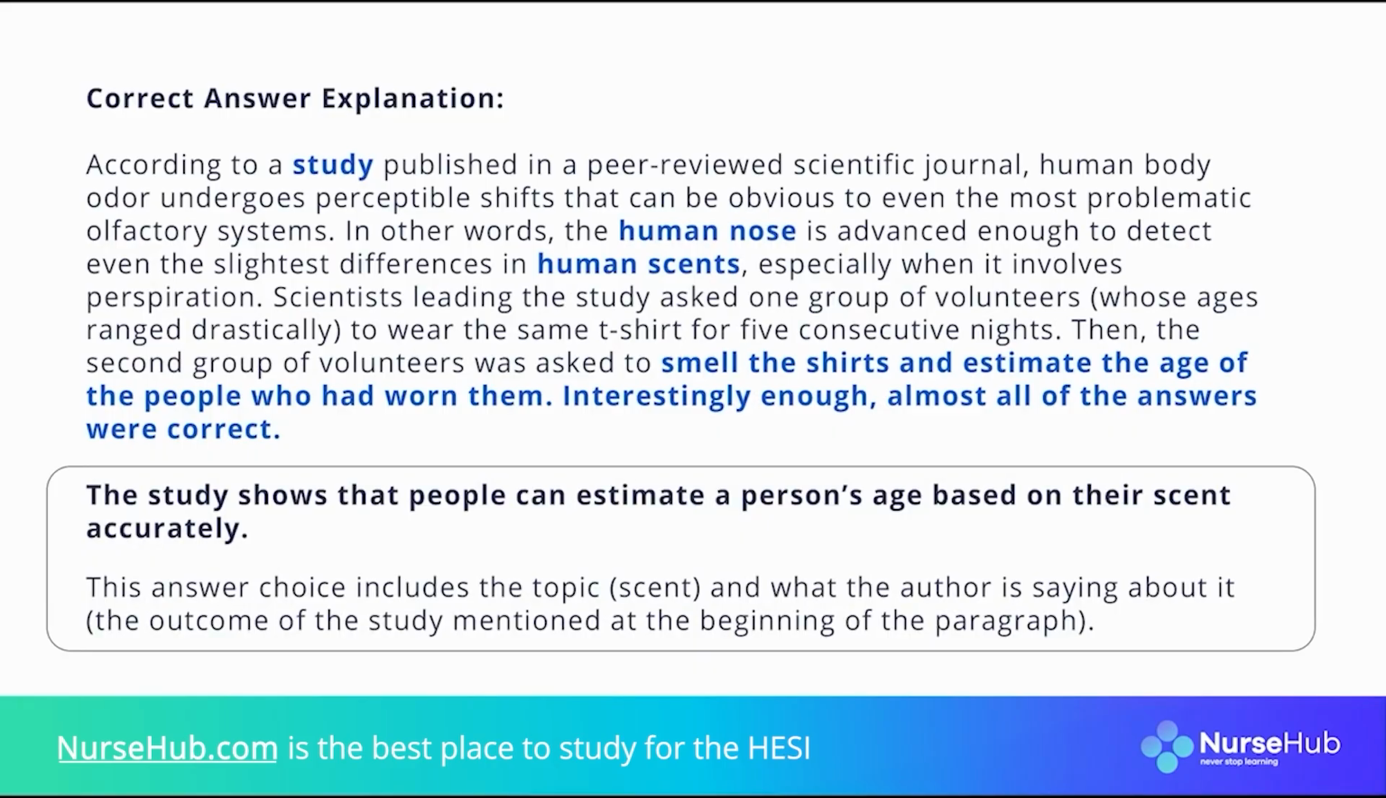The study shows that people can estimate a person's age based on their scent accurately. So this answer choice includes the topic, which is scent, and what the author is trying to say about it, which is the outcome of the study mentioned at the beginning of the paragraph. The yellow highlights that you see on this slide are the topic and what the author is trying to say.